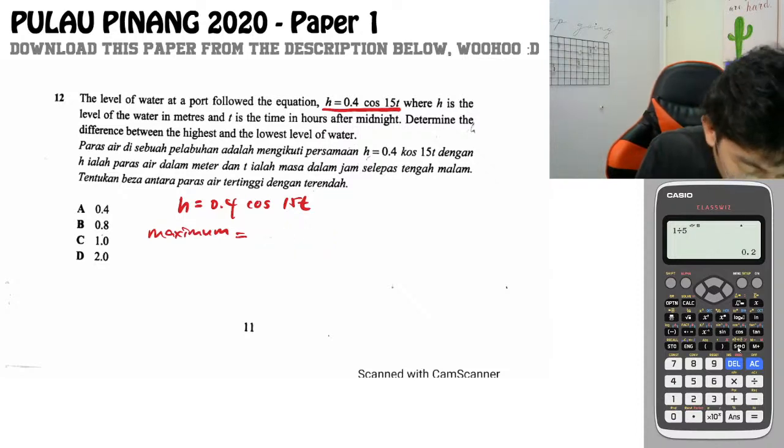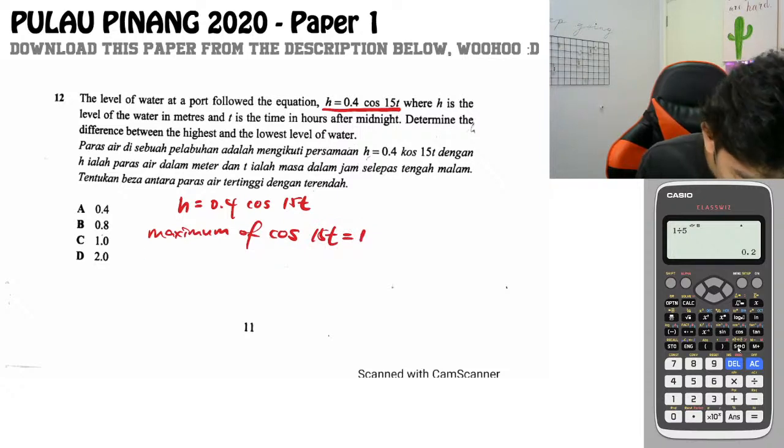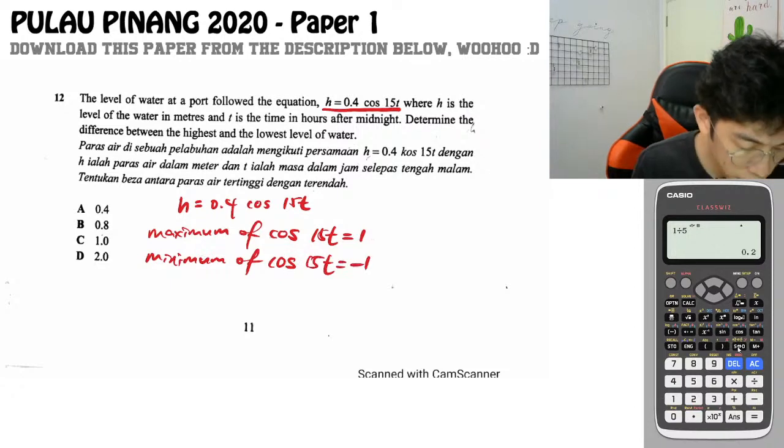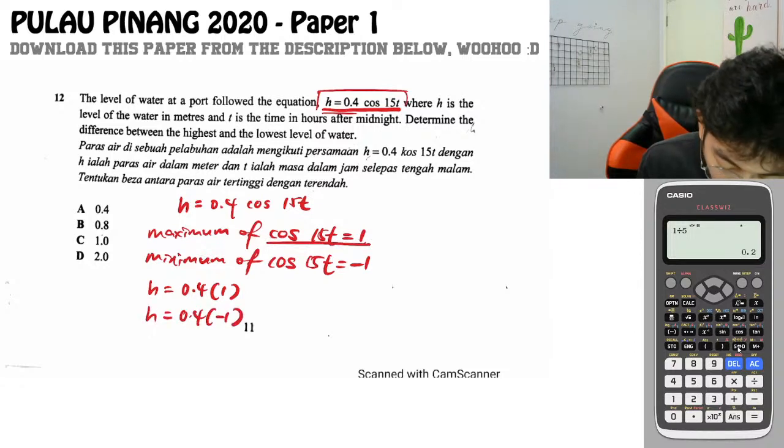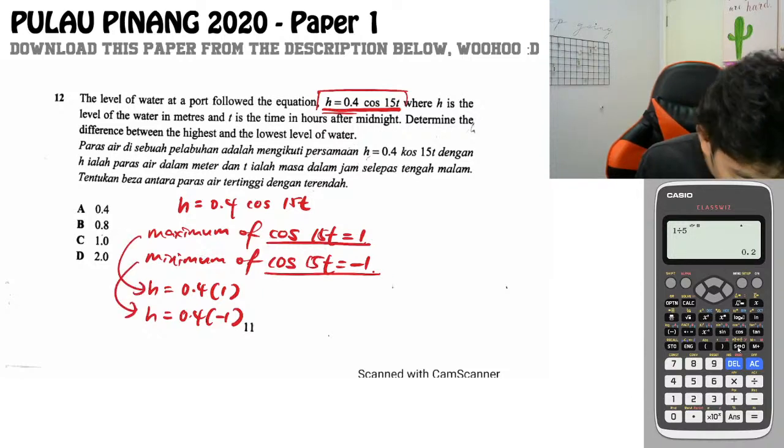Okay, so I'm going to write: the maximum of cos 15t is 1, and the minimum of cos 15t is -1. So if I put it over here, H equals 0.4 times the maximum 1, and H equals 0.4 times -1, that's the minimum. So you see the maximum and the minimum. I'm going to get 0.4 over here and -0.4 over here.